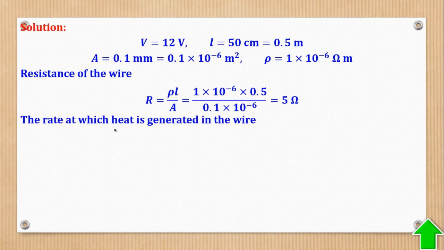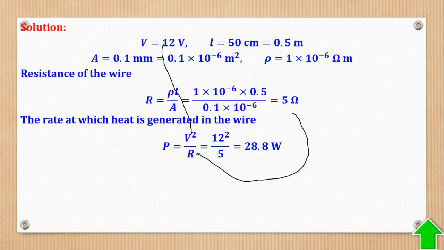Then the rate at which heat is generated in the wire, P, is equal to V squared over R. So in this case we have V and we have R. That means we use V squared over R. If we had I and R, we would have used I squared R. If we had I and V, we would have used power equal to IV. So any of the three formulas is okay. So when I substitute for V and for R, I'll come up with this as the power, or the rate of heat generated in the wire.